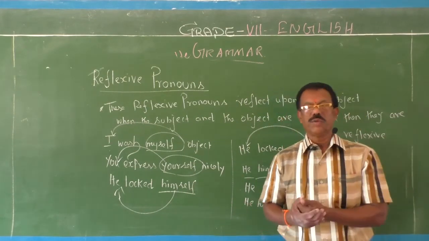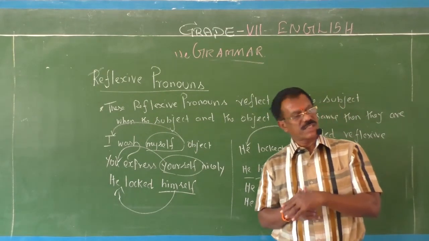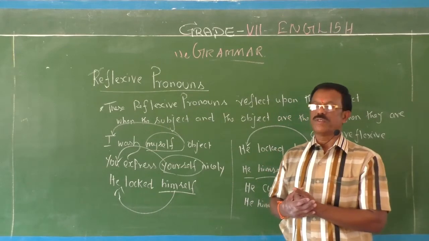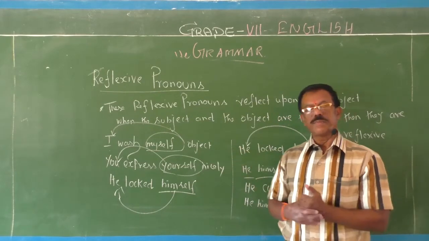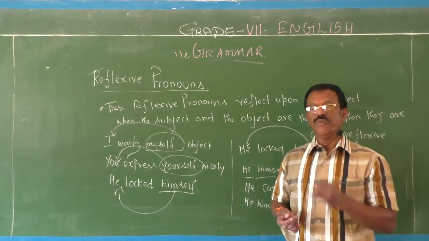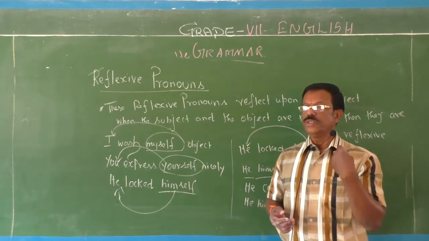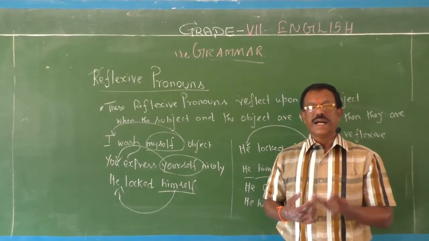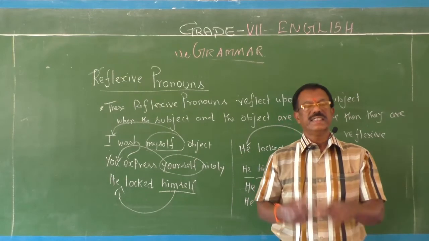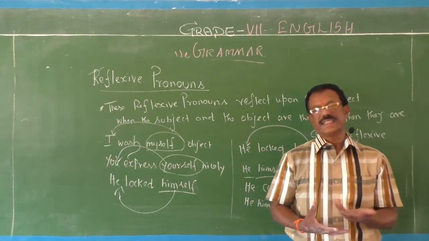And then I taught you one more kind, the possessive pronoun. They refer to possession or ownership. Therefore, they are called possessive pronouns. And the forms of possessive pronouns I also taught you: I, mine; we, ours; you, yours; and then he, his; she, hers; it, its; they, theirs.